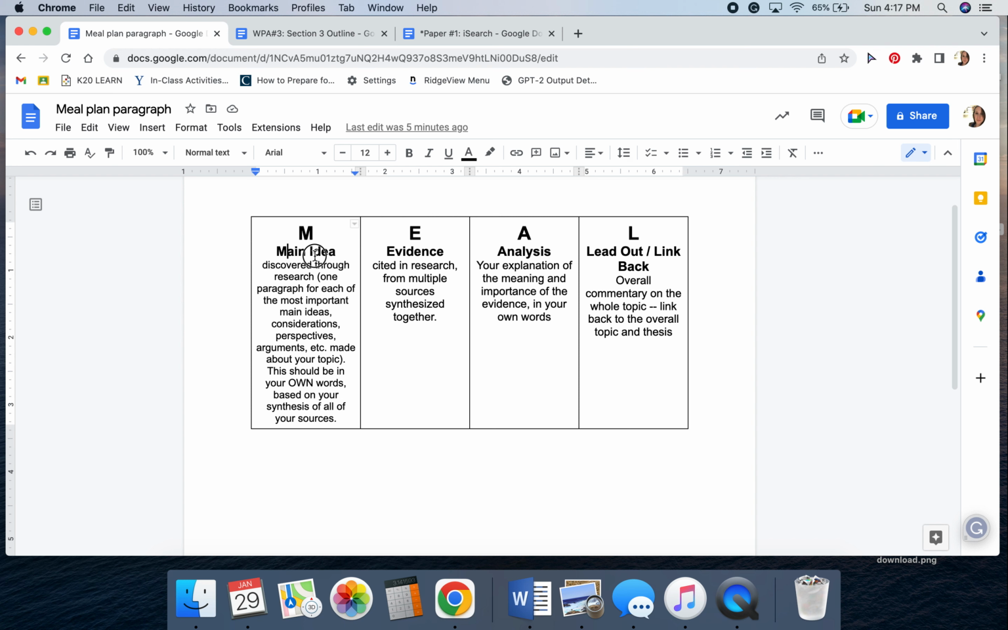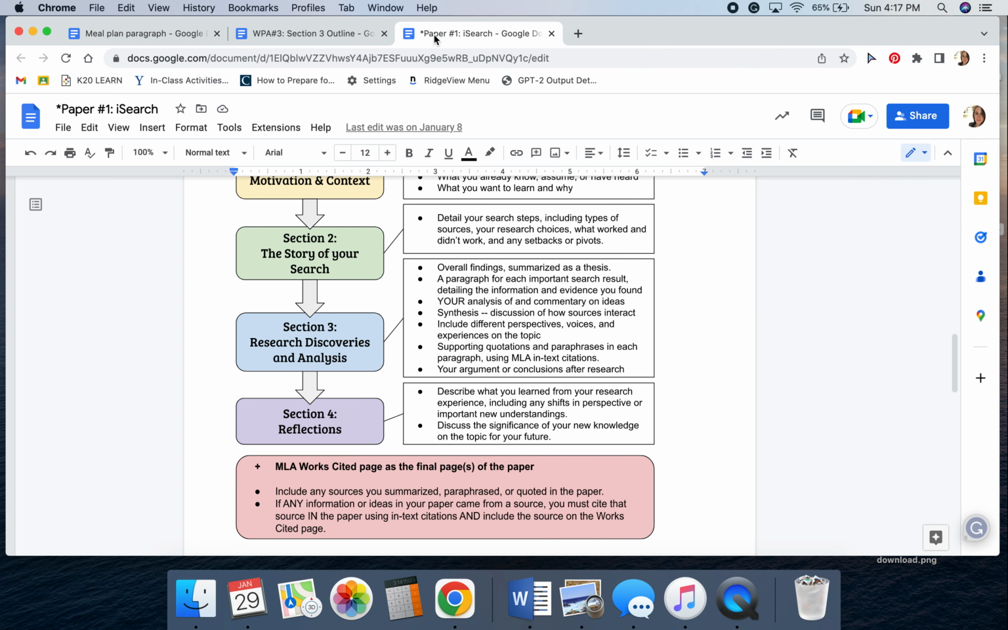But in an outline, we're going to focus just on the M and the E parts. So I want you to see this so that you know the outline doesn't cover the whole paragraph, but we are focusing on stating the main idea of each paragraph and then stating the evidence that will be included in each of those main ideas.